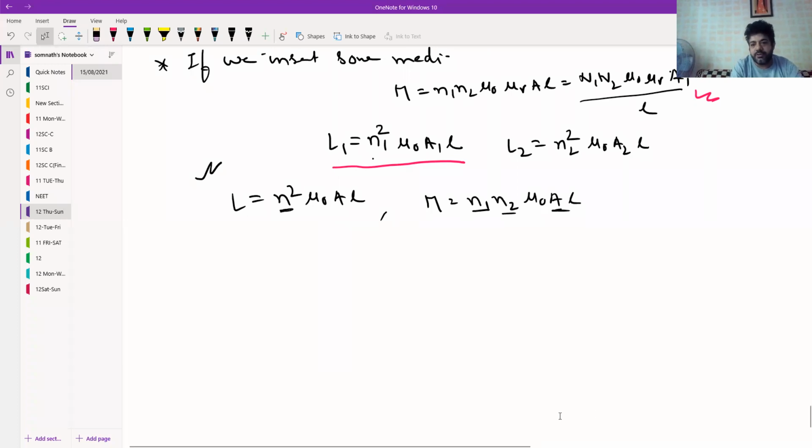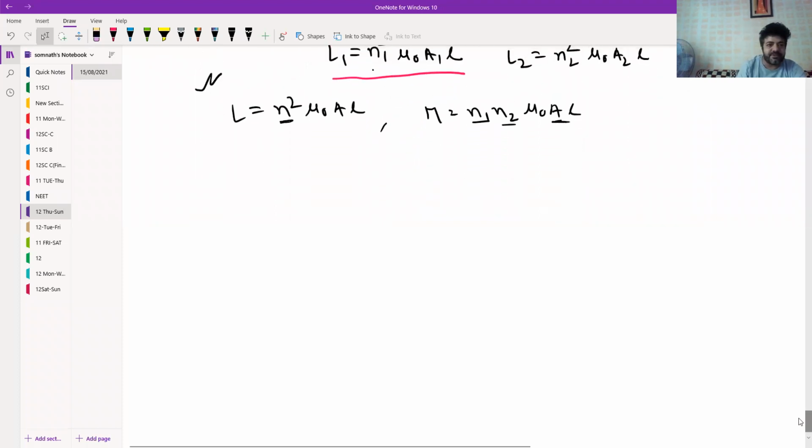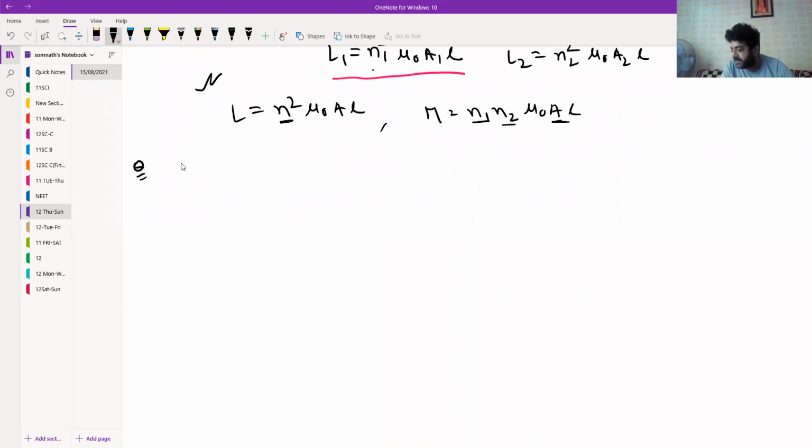So today we first start with some numerical from the previous topic. The first question is: what is the self-induction of an air core solenoid 50 centimeter long and 2 centimeter radius?